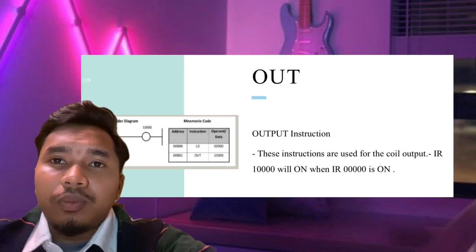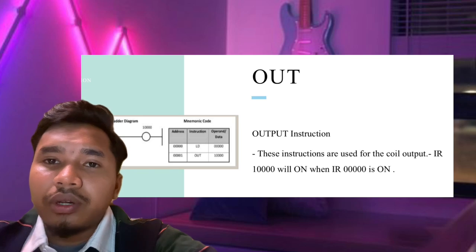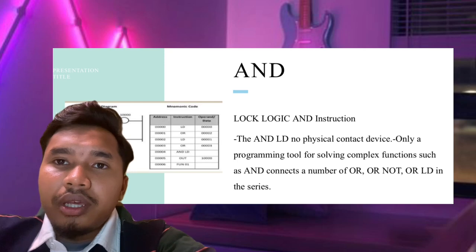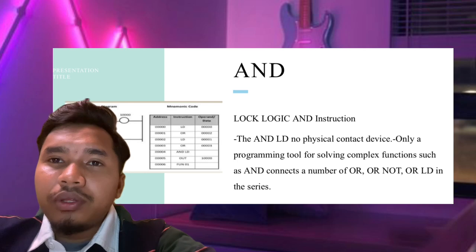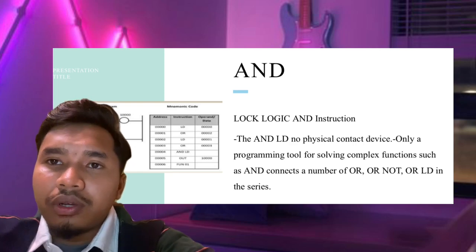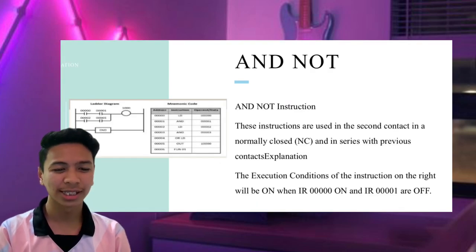Out. Output instruction. This instruction is used for the output call. IR 10000 will be on when IR 00000 is on. AND LD, logic and instruction. The AND LD has no physical contact device, only a programming tool for solving complex functions, such as AND connecting a number of OR, OR NOT or LD in series.